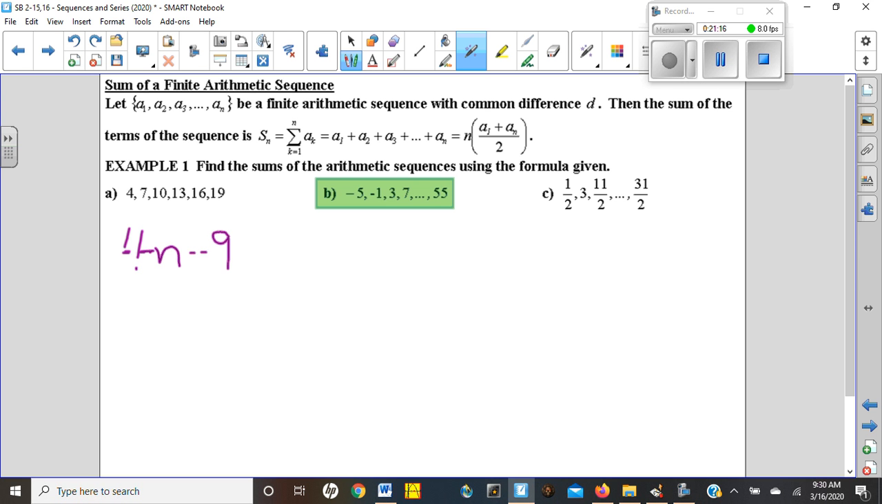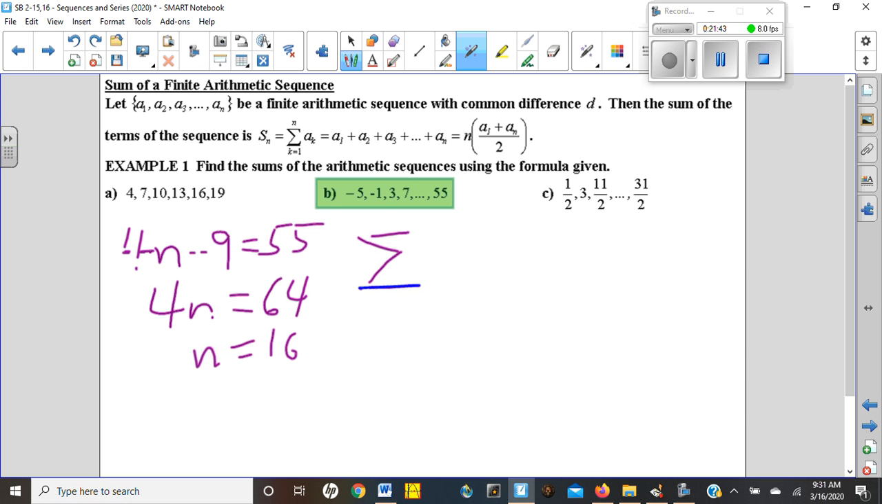Okay. Now, if I want to know how far out it's going to be to get to 55, I'm going to have to solve this little equation. 4n equals 55 plus 9, right? 64. So it looks like we are 16 terms into this particular sequence that we're going to need to add up. So let's go ahead and write our summation statement. We're going to be adding from term 1 to term 16 of 4n minus 9.